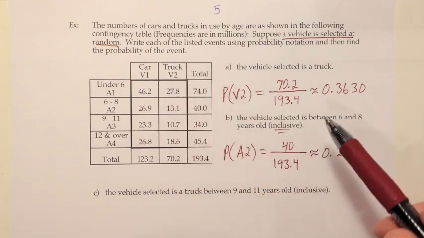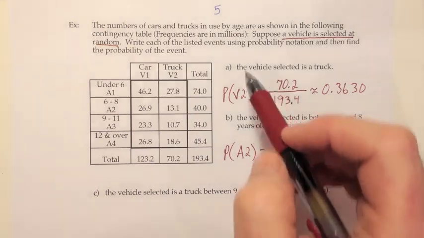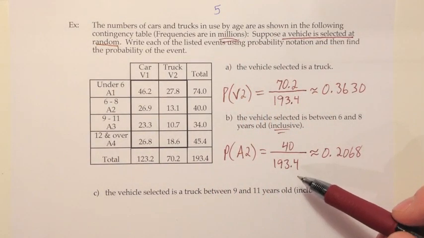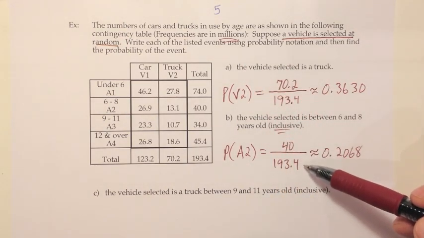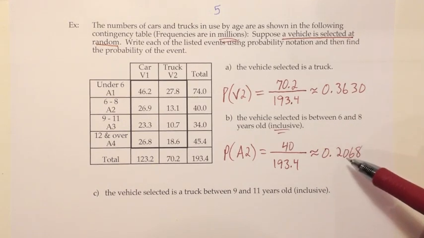Just worth a quick mention, it's not really 40 million, it's not 40 over 193.4. It is 40 million over 193.4 million. So if I want to adjust those units, what I'd need to do is multiply top and bottom by a million. But if I'm going to multiply top and bottom by the same number, that's like multiplying by 1, so it wouldn't actually affect the decimal.